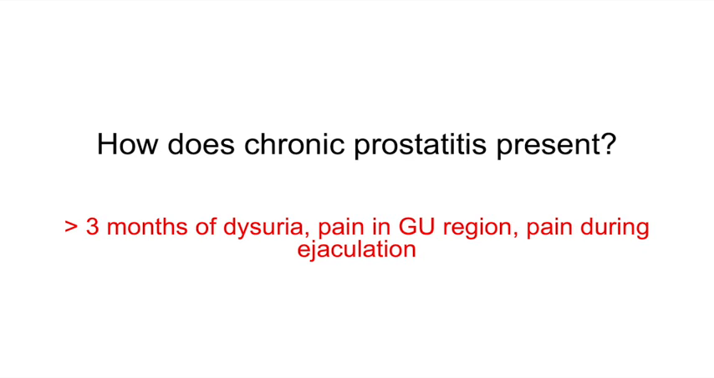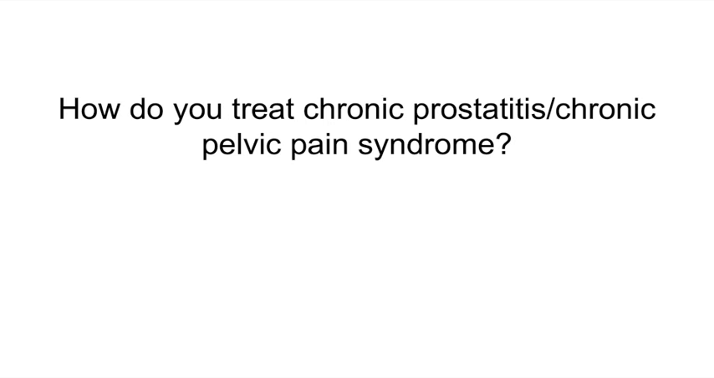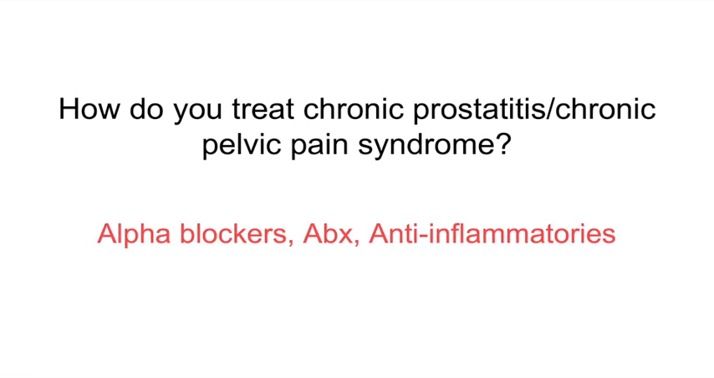and pain during ejaculation. So, if you suspect a patient has chronic prostatitis, you can do a urinalysis and culture before and after a prostate massage, and the test usually shows pyuria greater than 20 with no organisms. How do you treat chronic prostatitis or chronic pelvic pain syndrome? Alpha blockers, antibiotics, and anti-inflammatory medication.